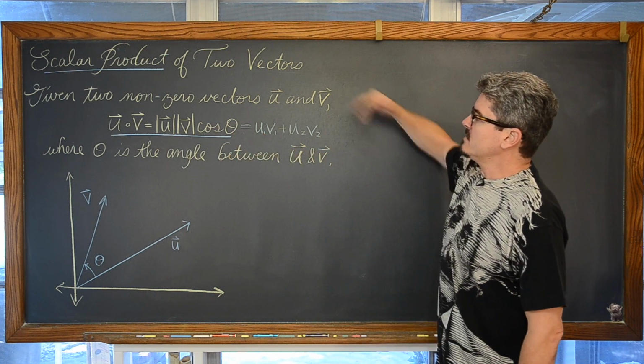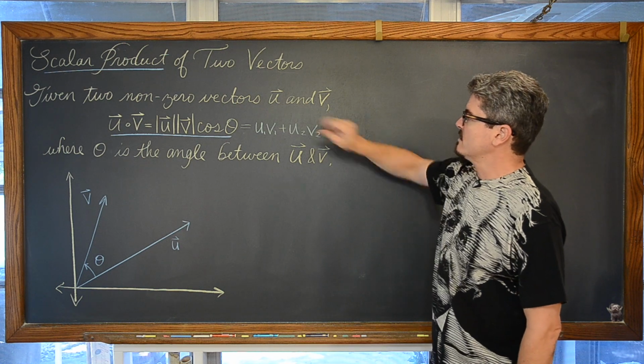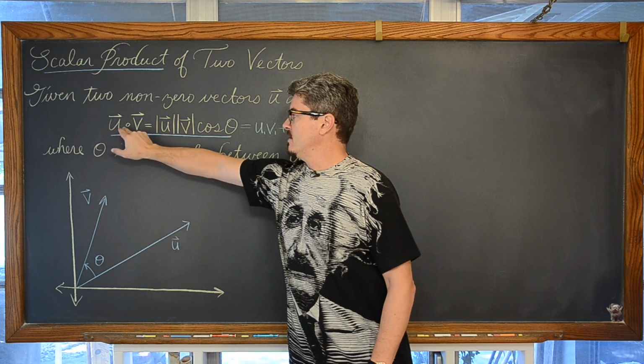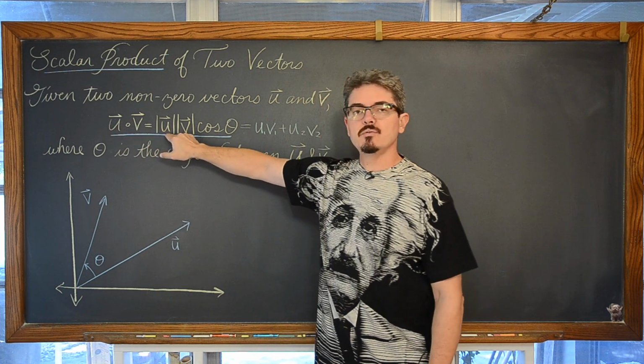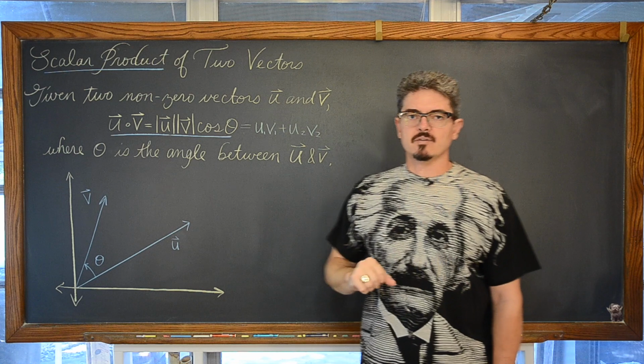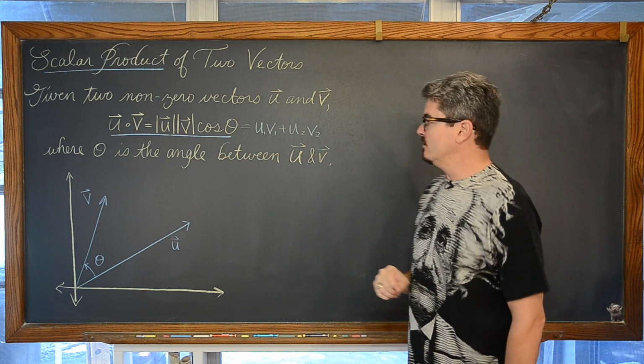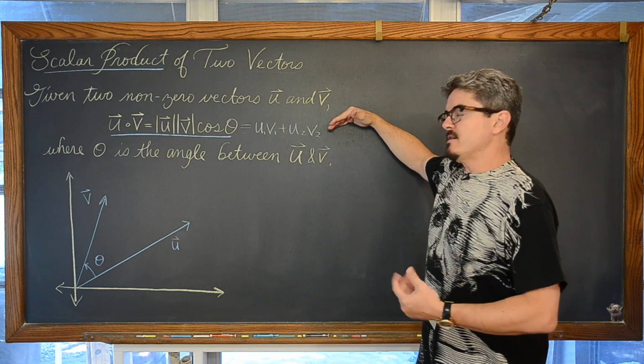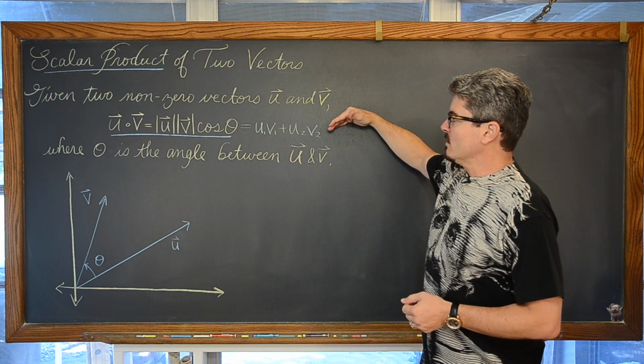So we have here, given two non-zero vectors, vector u and vector v, the dot product or scalar product of vector u and v is equal to the magnitude of vector u times the magnitude of vector v times the cosine of theta. That's a geometric definition of your scalar product.